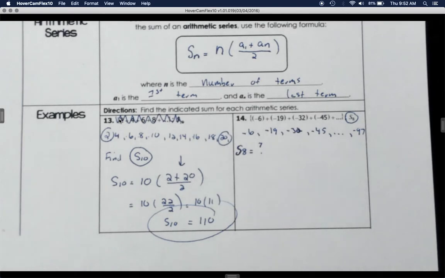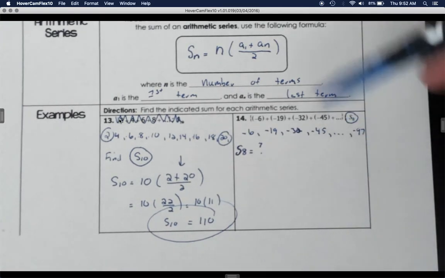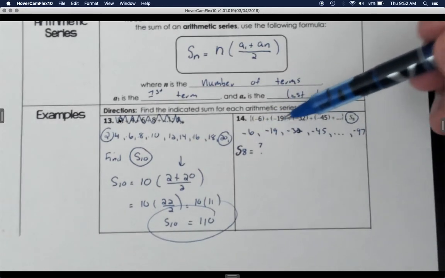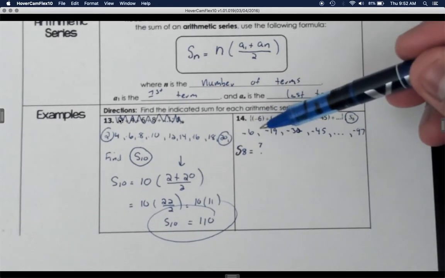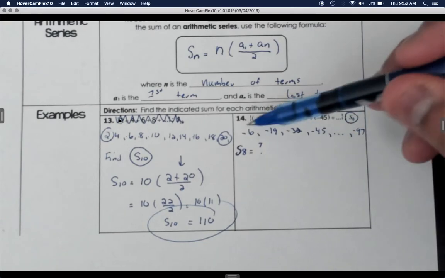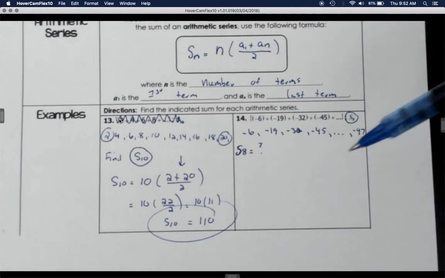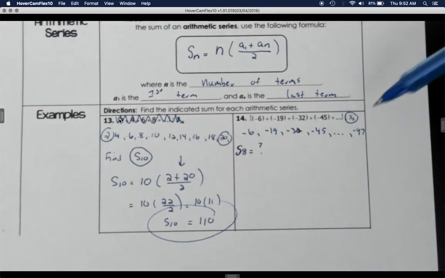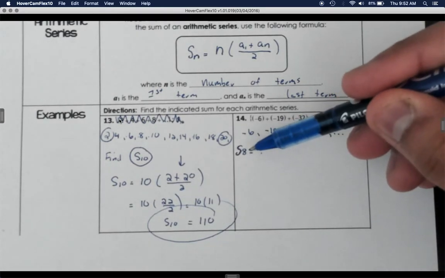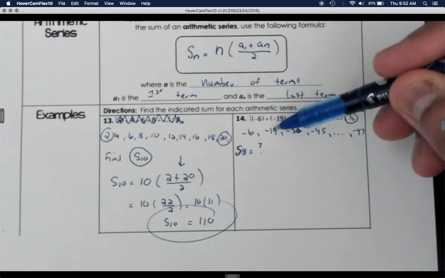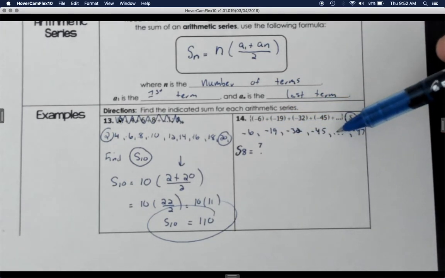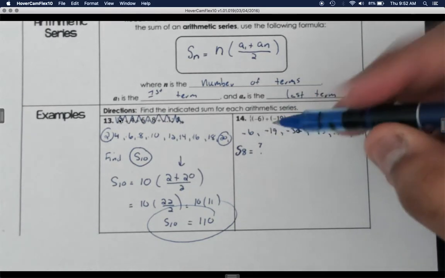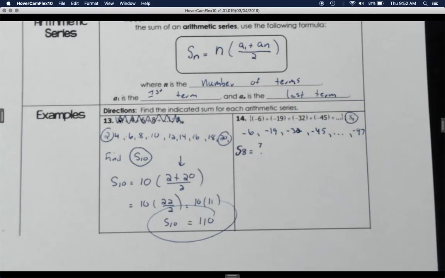Alright, so feel free to press pause, and if you don't want to, just follow along. Notice I have negative 6, negative 19, negative 32. They're subtracting 13 each time. This would be a pretty hard one, I would say, because the numbers are pretty big, to add up all these. So we're going to use our formula to find the sum of the first 8. Keep in mind I have 1, 2, 3, 4. These little dots show there's something in between, and then this is my 8th term. So let's just assume this is your first and this is your 8th term.